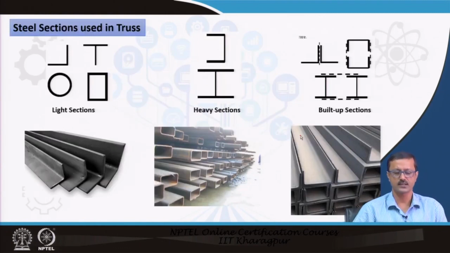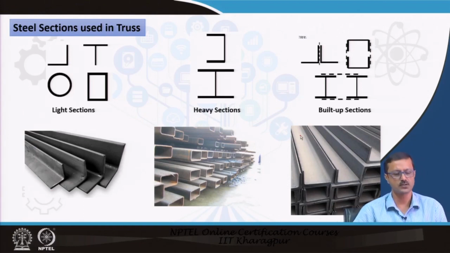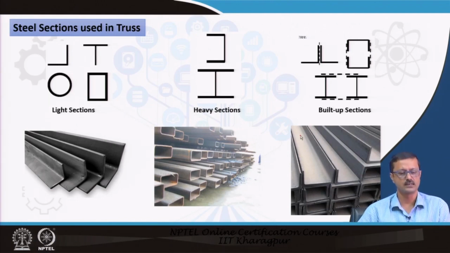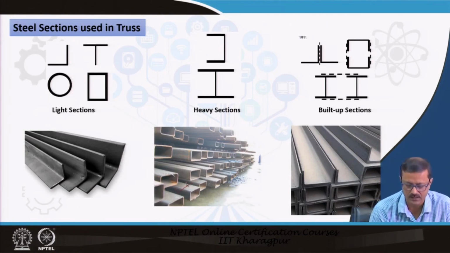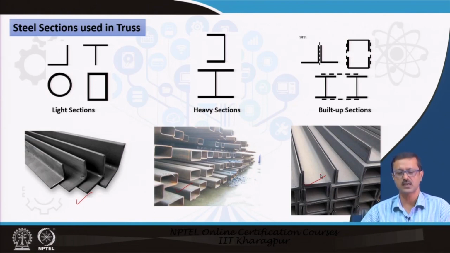And what steel sections are used for the truss? There are typically 3 types that can be used. One is the single section, that is, light sections like angle section, T section, circular pipes, or square and rectangular hollow sections. These are the square rectangular hollow sections, this is the angle section, and these channel sections can be used easily. If you use the channel section, you can call it a heavy section. Sometimes the I section can be used for some of the members, or you can use 2 channel sections and make a kind of a box.